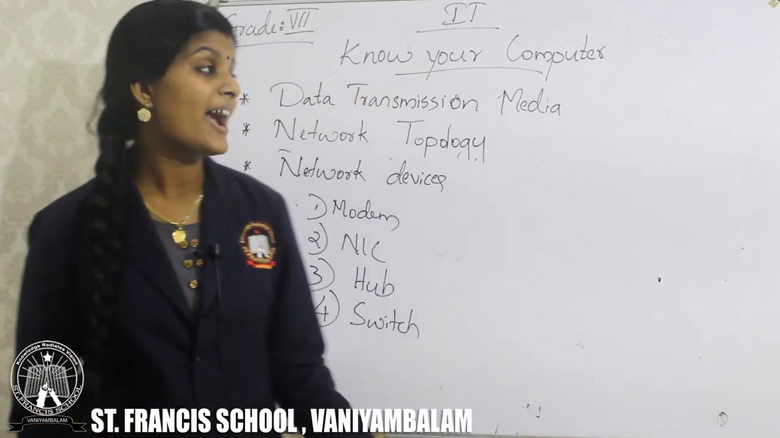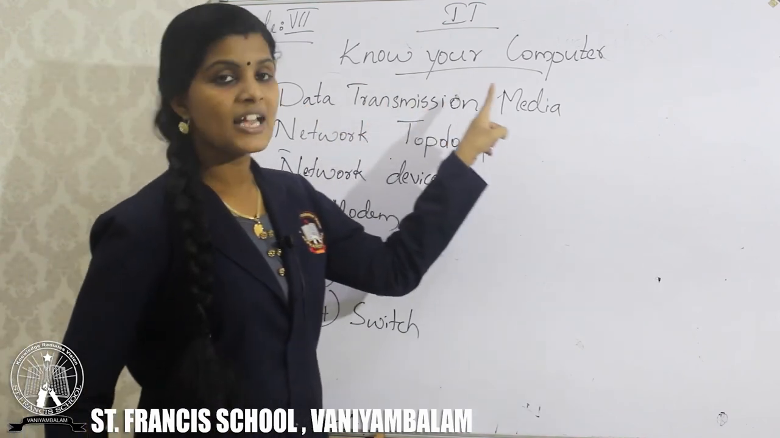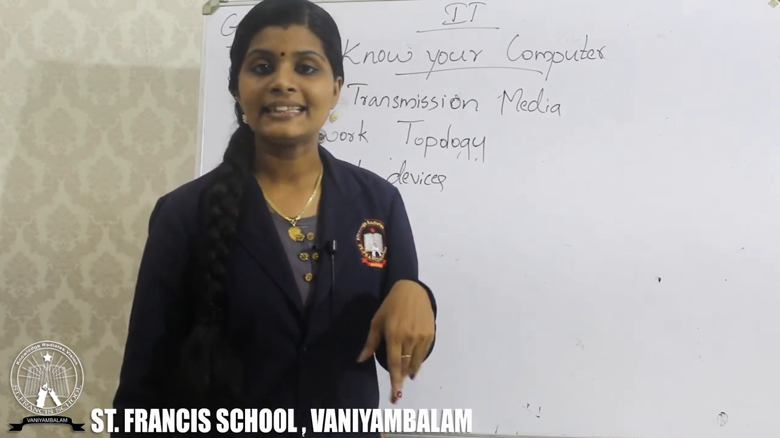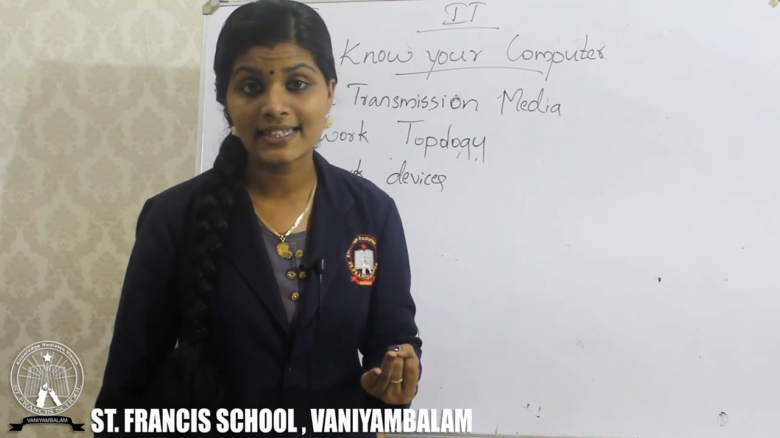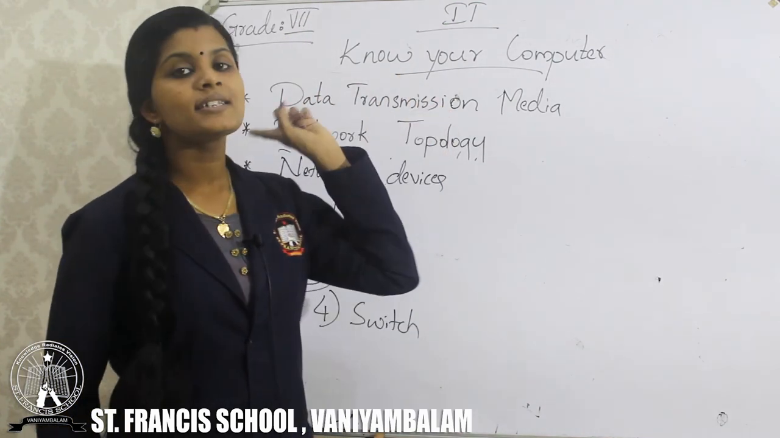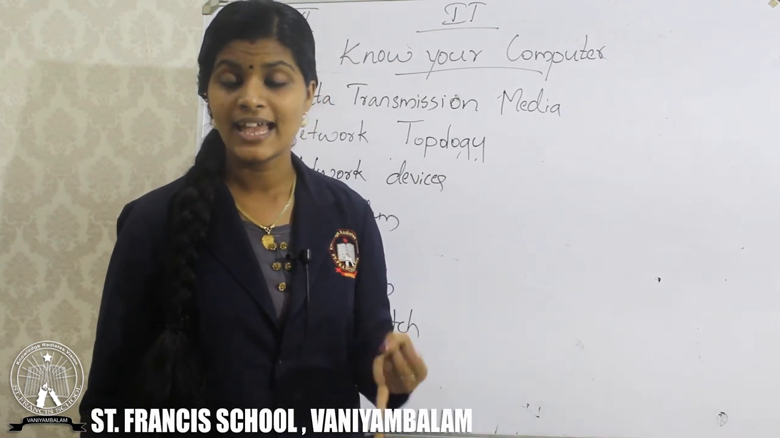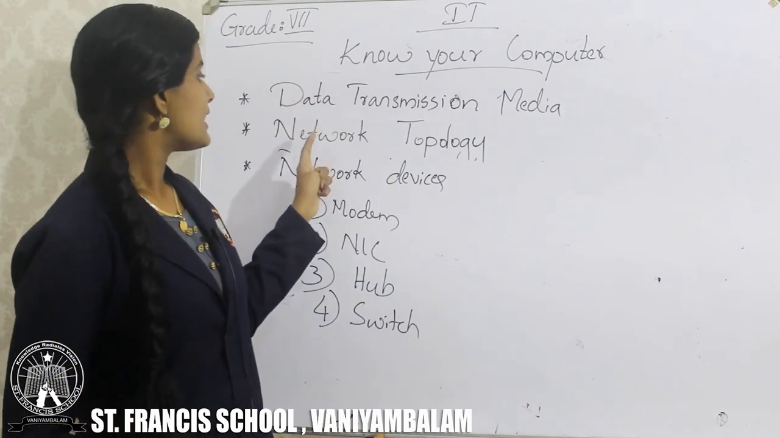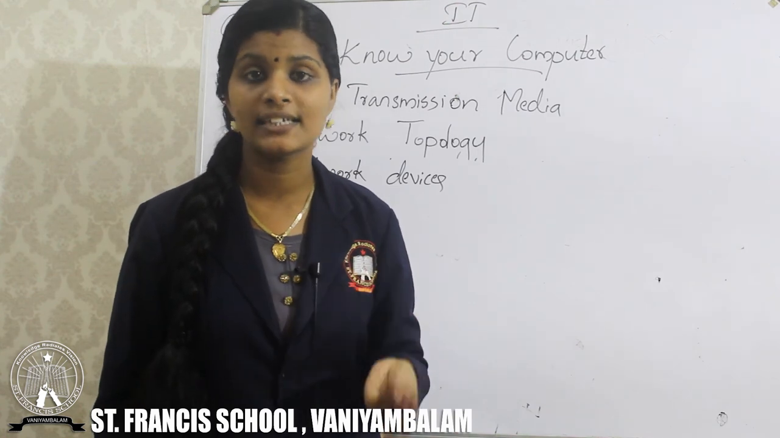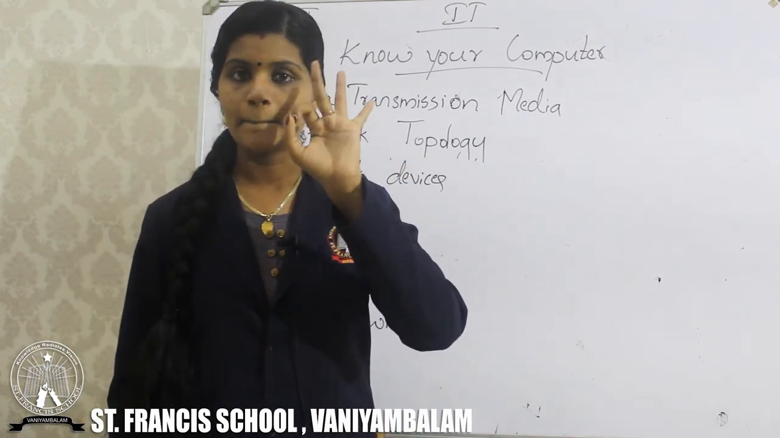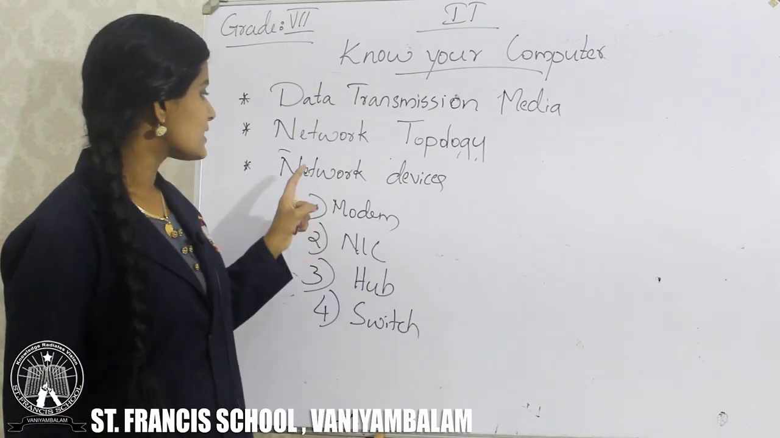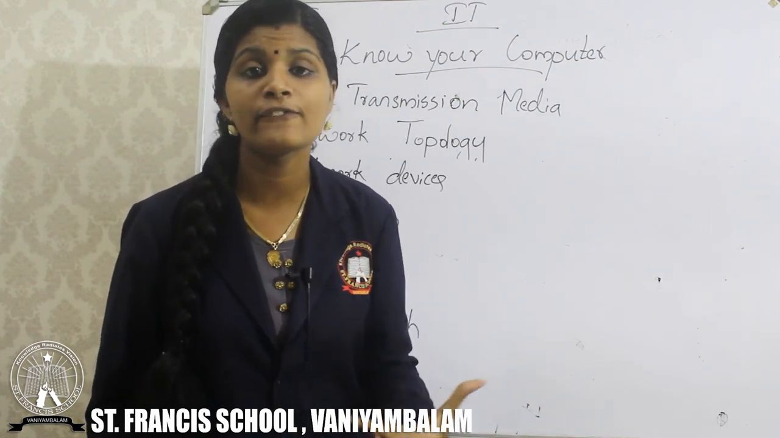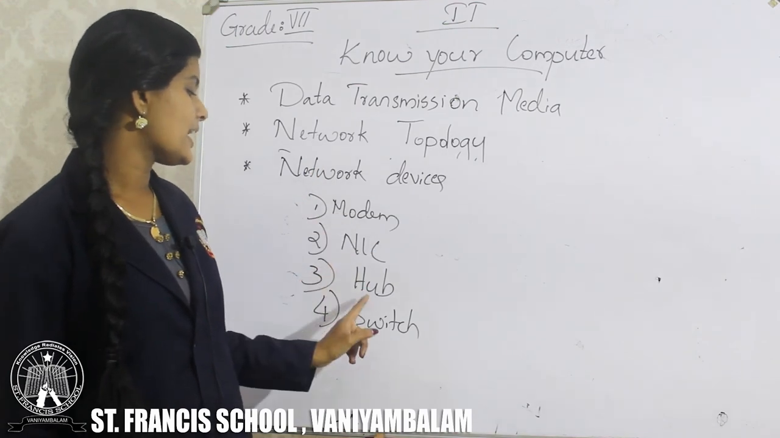Once again, in today's class we have discussed three topics. The first one is data transmission media. It is of two types, guided and unguided. Guided means wired: twisted pair cables, coaxial cable and fiber optic cable. The next one is unguided, that means wireless: radio waves, microwaves, Bluetooth, infrared, Wi-Fi. Network topology, that means the way we are connecting: bus, star and ring. And the last topic is network devices, the devices that help make our communication more efficient: modem, NIC, hub and switch.